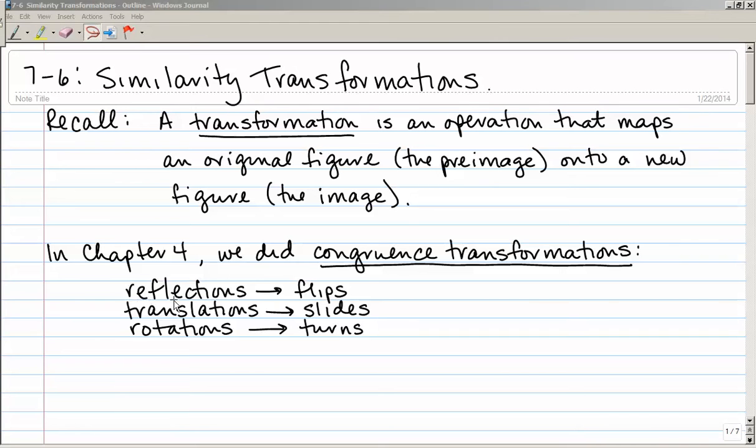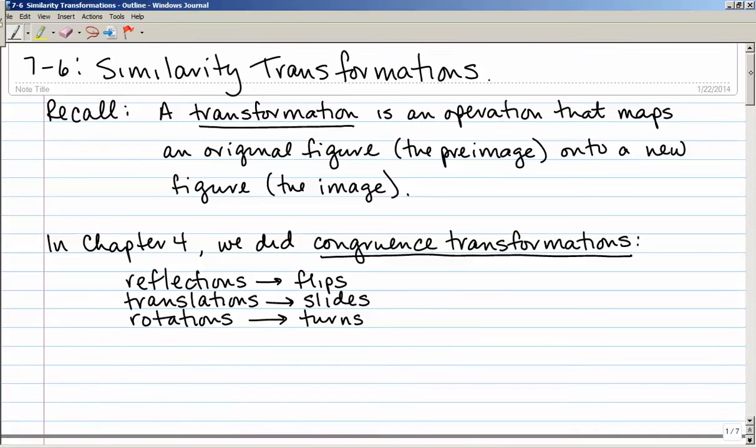So remember, we did reflections, which were basically flips. We did translations, which were slides, so we moved the image from one position to another. And then we did rotations, which were turns, so we rotated the image. But in all three of those cases, the original figure, the pre-image, did not change its shape when it became the image. It only changed its position.